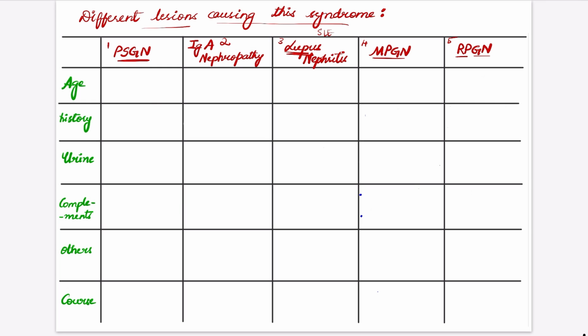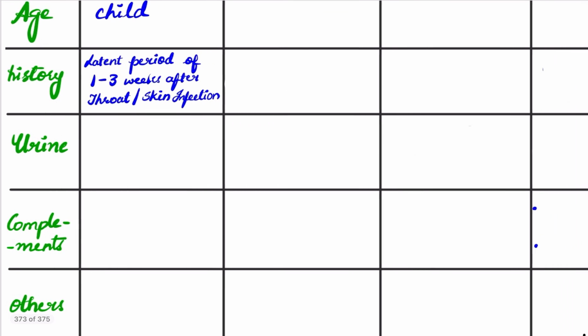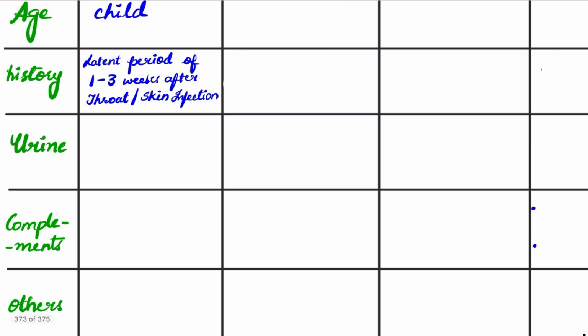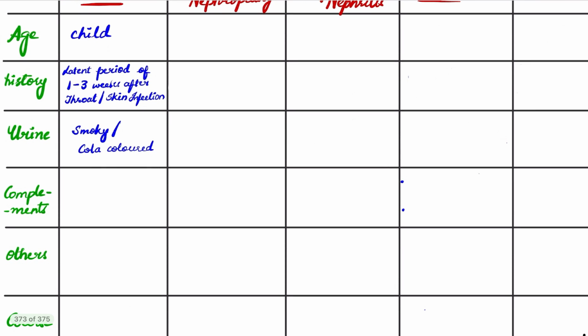First, post-streptococcal glomerulonephritis we have discussed in detail. The more common age group is the pediatric age group. Children are more prone to it. The history is a latent period of 1 to 3 weeks after throat or skin infection by group A beta hemolytic streptococci. And in urine, you find smoky or cola colored urine. In post streptococcal, cola colored urine is the characteristic finding.